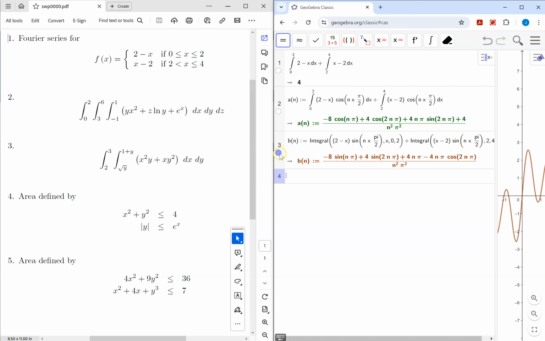Again, we don't care about the graph of the b's. That's not helpful to us. So again, we'll turn off that little circle so that the graph doesn't appear.